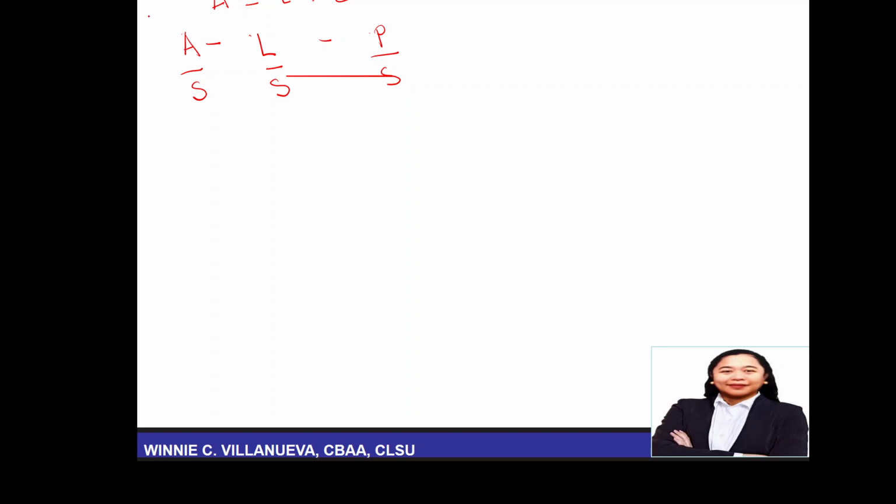Uy, meron ba yan? Mag-isip kayo, ha? And then, ito meron by liability over sales. Wala naman. Yung profit divided by sales. Meron? Meron. This is your return on sales. This is your profit margin. Okay? Yung asset divided by sales. Meron ba? Okay. So, kung ganon, dahil sabi percent of sales, di na-percent na natin.